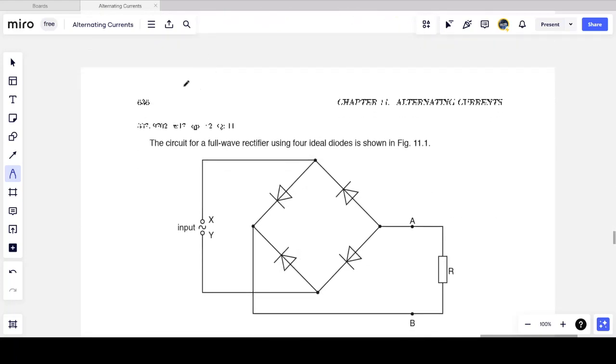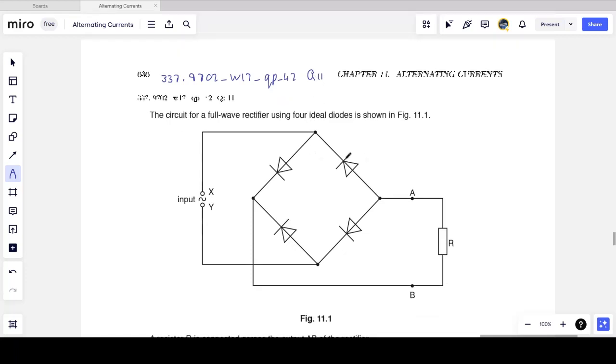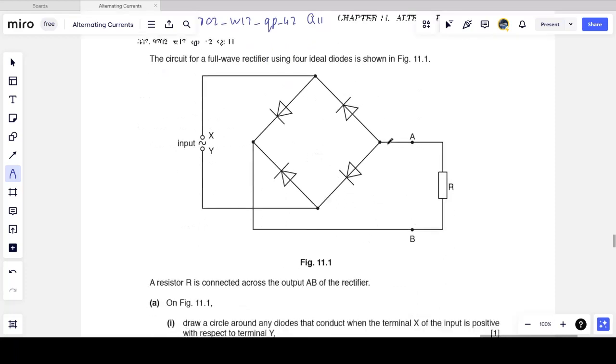Now the next question, which is the last for this video, is number 337. Once again, it's subject code 9702. This comes from the winter 2017 exam. Question paper 4, variant 2, and this is question number 11 from that paper. Now, we are told that the circuit for a full-wave rectifier using 4 ideal diodes is shown in figure 11.1, and this looks something more like what we are used to seeing for the bridge rectifier.